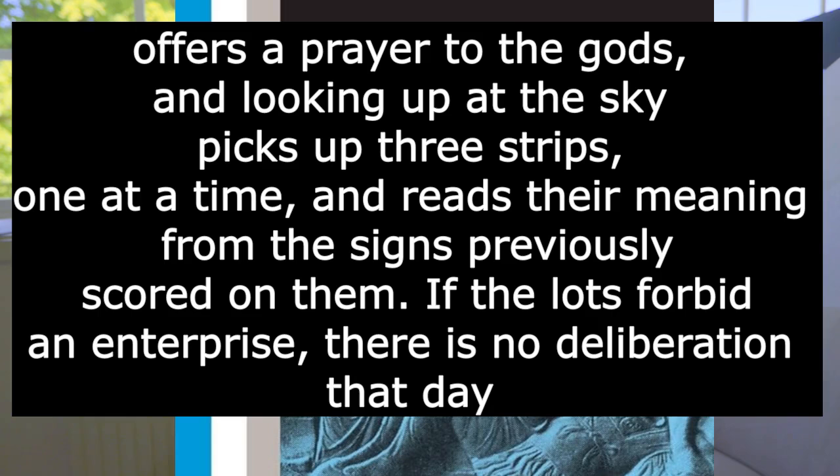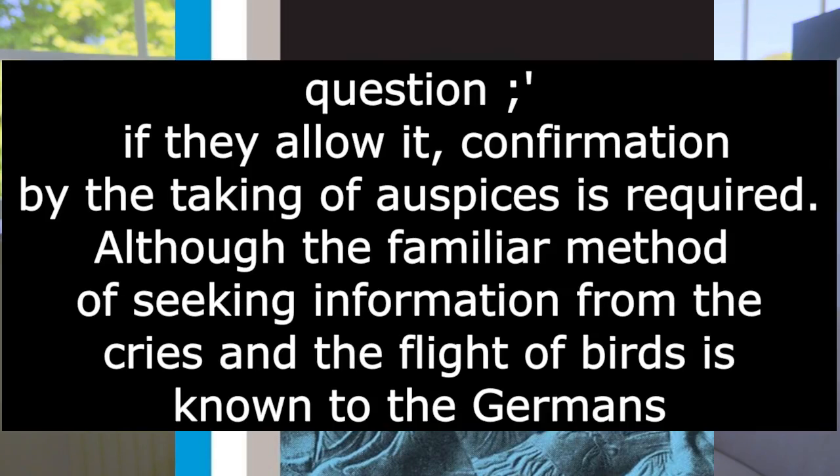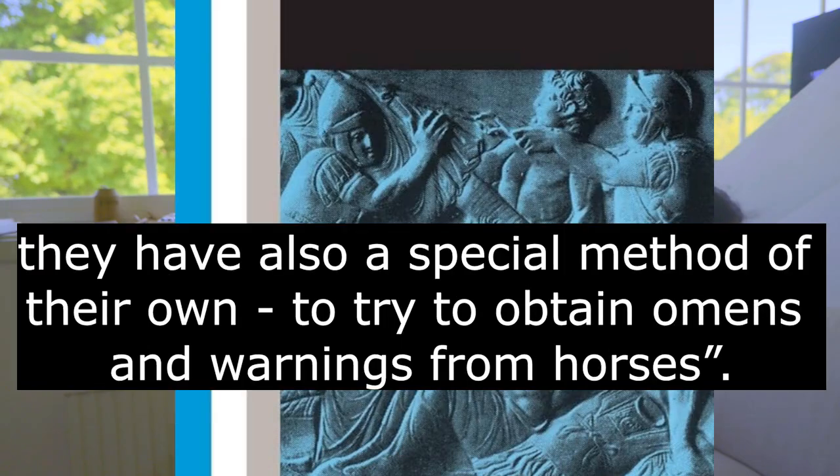If the lots forbid an enterprise, there is no deliberation that day on the matter in question. If they allow it, confirmation by the taking of auspices is required. Although the familiar method of seeking information from the cries and the flight of birds is known to the Germans, they have also a special method of their own to try to obtain omens and warnings from horses. It could be Blotspån that Tacitus is actually talking about, but it also could be something similar to it.